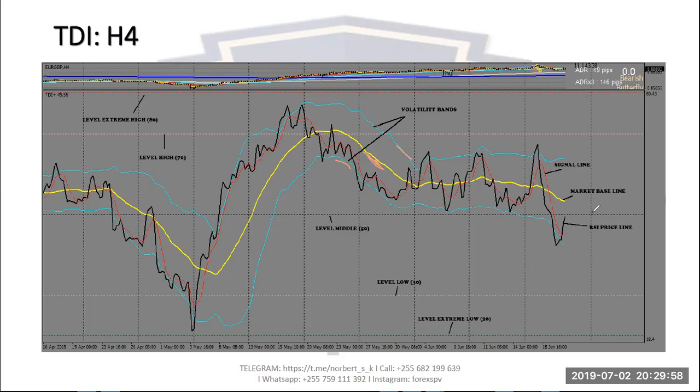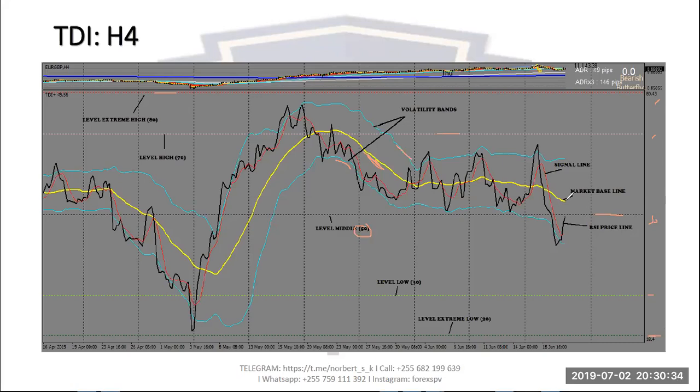See, the RSI has the levels, like we have the middle level here, which is the 50. We have the level high, which is the 70. We have the level extreme high here, which is the 80 level. Like we have the 50, the 70, and the 80. But then going down here, we have the level low, the 30. We have the level extreme low, which is the 20 level.